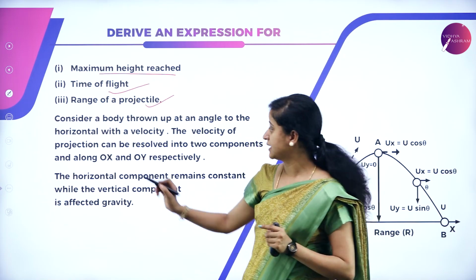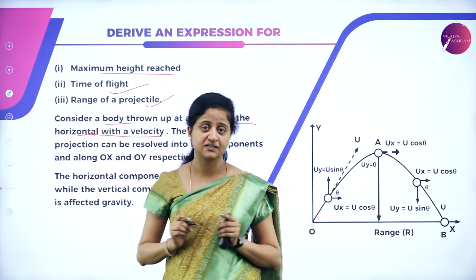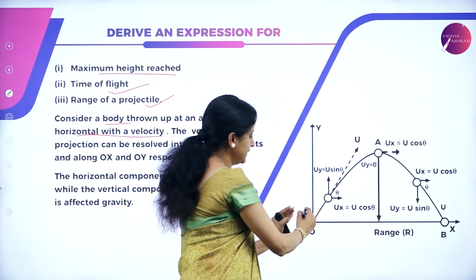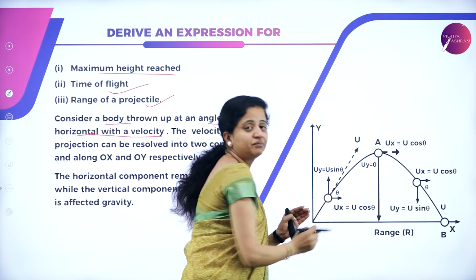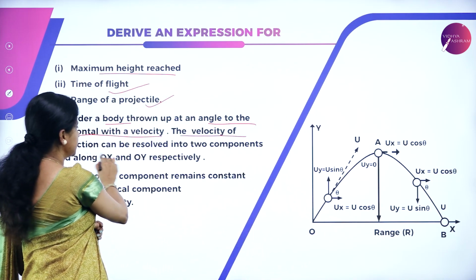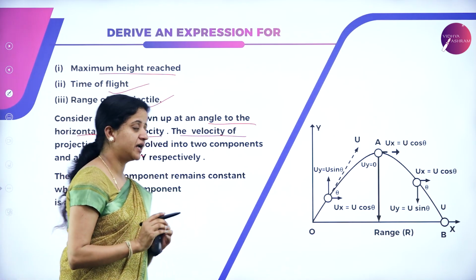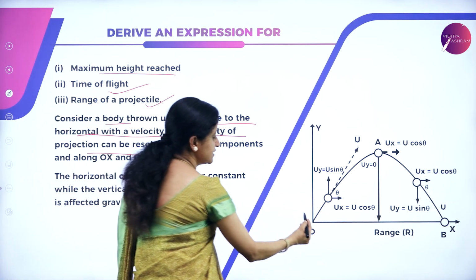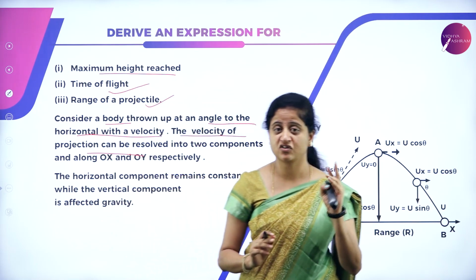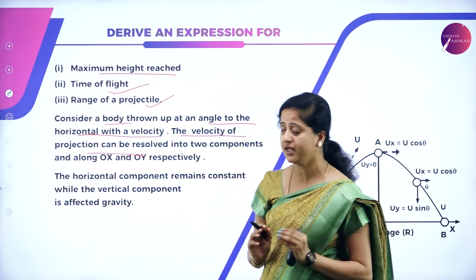Here we are considering a body which is thrown up at an angle to the horizontal with some velocity. You can observe the body is thrown into space at an angle with the horizontal. This velocity of projection is resolved into two components along the x-axis and y-axis respectively: along the x-axis it is u_x, and along the y-axis it is u_y.